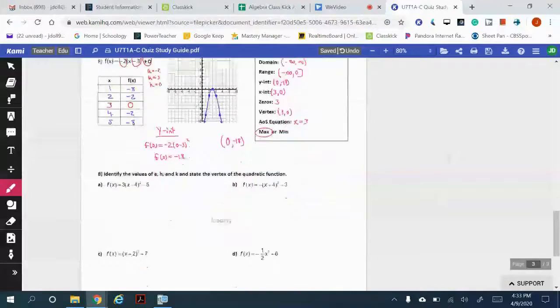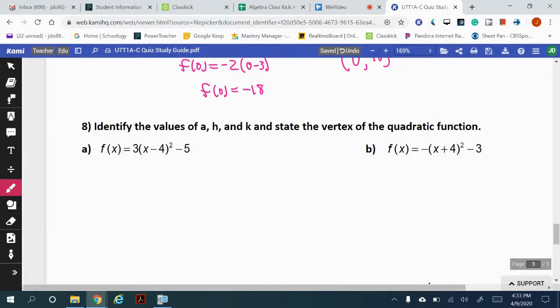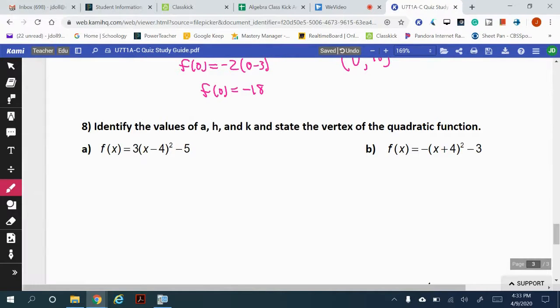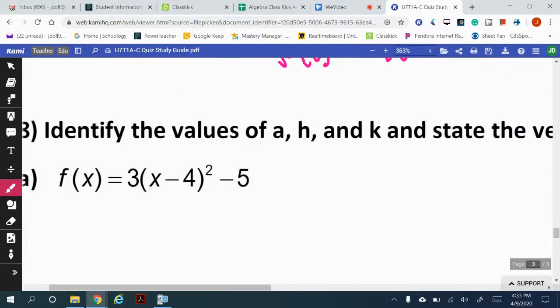All right, we got one more type of problem to look at here before we'll call it a day, and that is identifying the vertex. Now, we kind of already did this, but we just want to double check and isolate this skill here. And it's always good to think about what are your A, H, and K values. Well, this is A, this is H, and this is K.